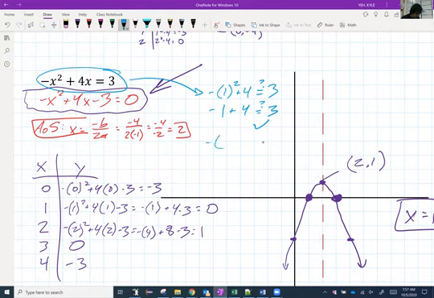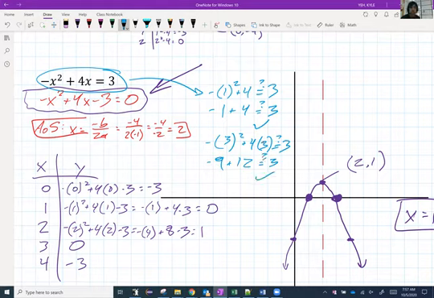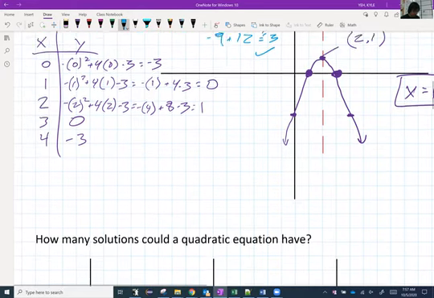Is negative 3 squared plus 4 times 3, is that equal to 3? So that would be negative 9 plus 12, is that equal to 3? Yes, it is. So you can always check just by plugging in those x values back into your original equation. Okay, there's one more problem we're going to work.